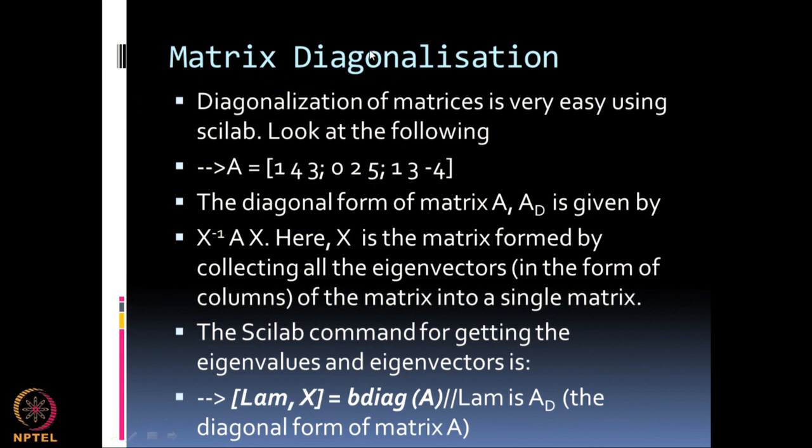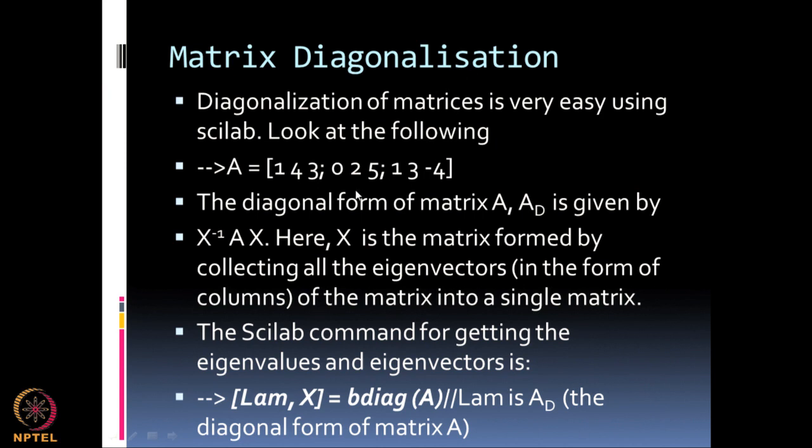For matrix diagonalization, okay, again it is a very straightforward process. So, first I will define the matrix. How will I define the matrix? A equal to, in square brackets, 1 4 3 semicolon 0 2 5 semicolon 1 3 minus 4, bracket complete, that means it is a 3 by 3 matrix. So, this capital A is a 3 by 3 matrix.